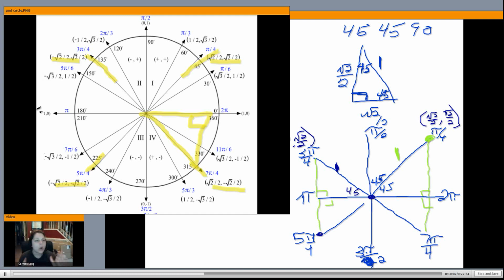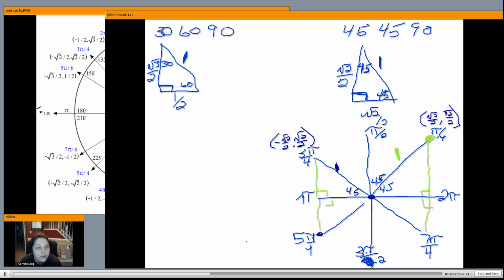So don't look at this and go, oh my gosh, I have to memorize that. You don't. You just have to understand where it comes from, because then you can just do it and you don't have to memorize it. All right, so let's get rid of that. So let's talk about how the 30, 60, 90 incorporates into this, because it's very similar, but the ordered pairs are a little different because the special right triangle measurements are different, and that's why it is different.